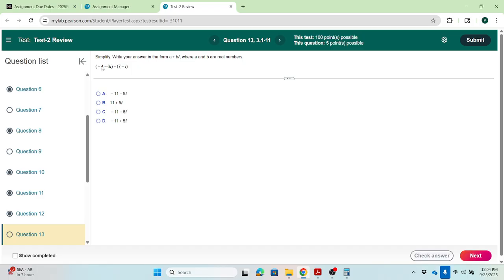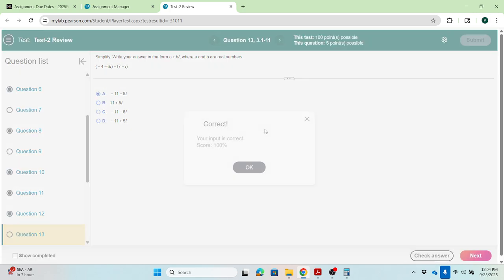Subtract. When you subtract, combine the like terms. Negative 4 minus 7 is negative 11. Negative 6i minus positive i is negative 5i. So the answer is negative 11 minus 5i.